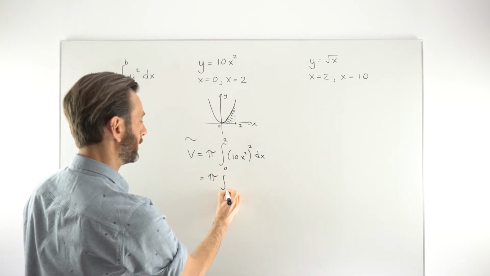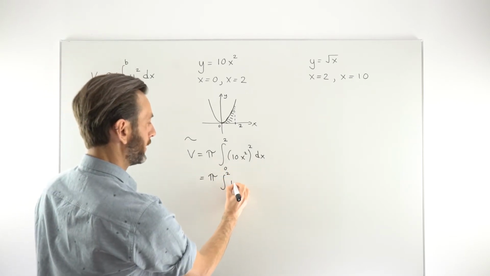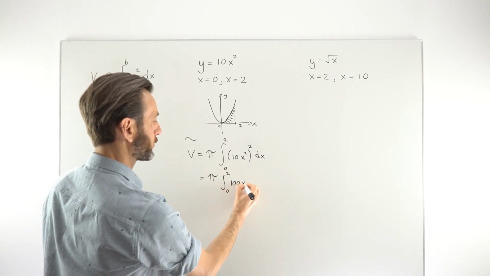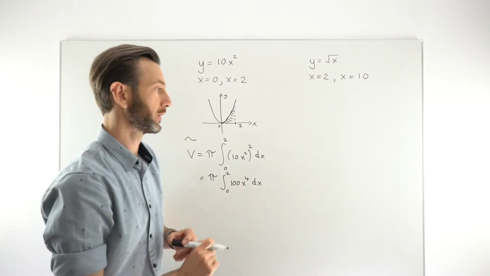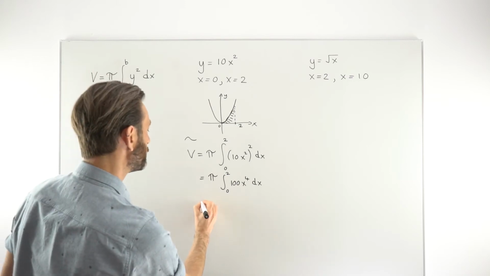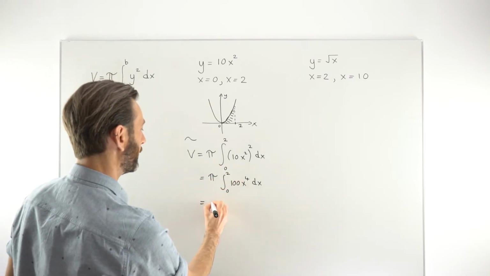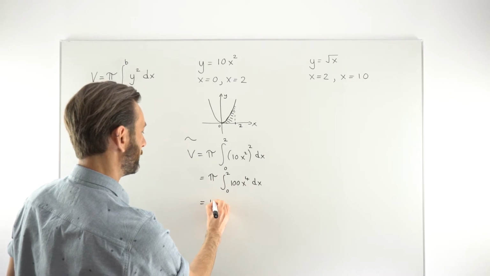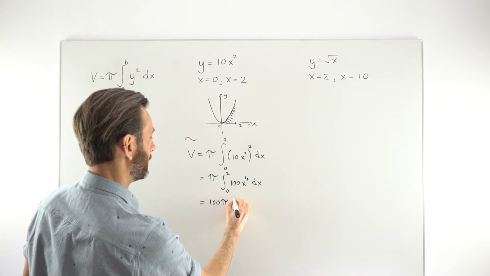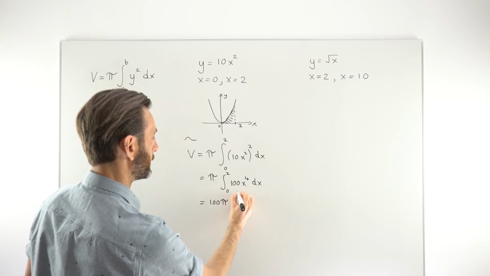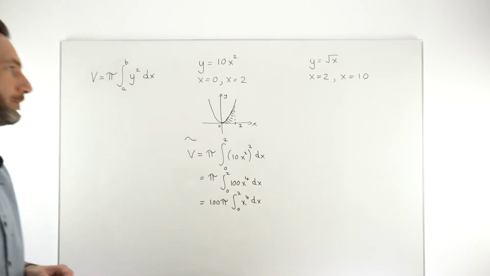So the integral between, or pi times the integral between 0 and 2 of 10 squared is 100, so it's going to be 100x squared is x to the power of 4. Okay, so it comes out like that. You could pull the 100 through the integral sign as well. That's probably a good idea. So that's going to be 100 pi times the integral between 0 and 2 of x to the 4 dx.